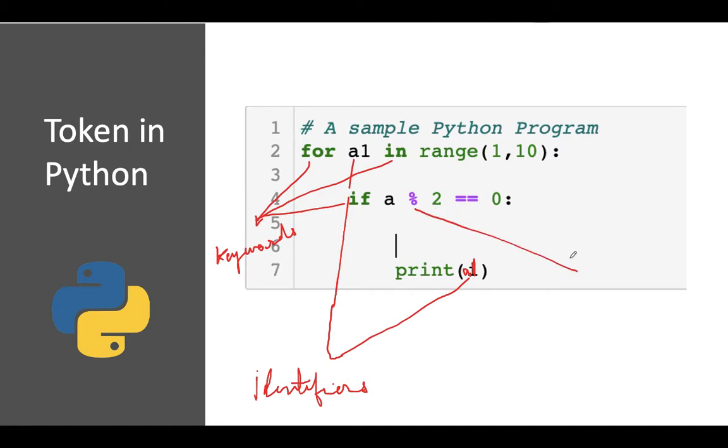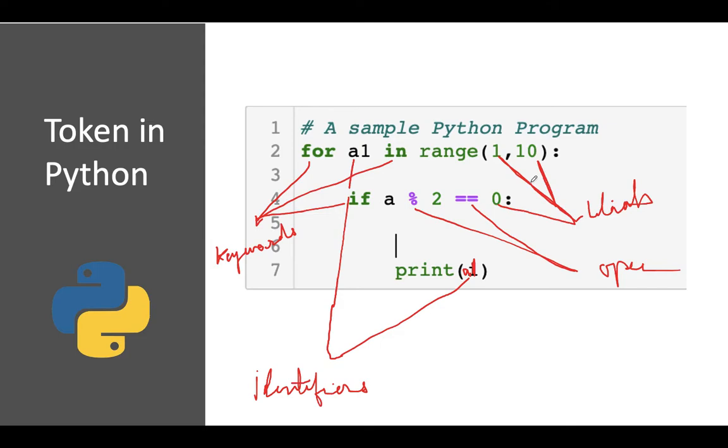Let's say this, and let's say this particular one is also an operator. So these are nothing but the operators. All right, so what about the literals? Let's discuss what literals are. Literals are data items that have a fixed or constant value. So I'm saying this is a constant value, this is a constant value, this is a constant value. So these can be my literals.